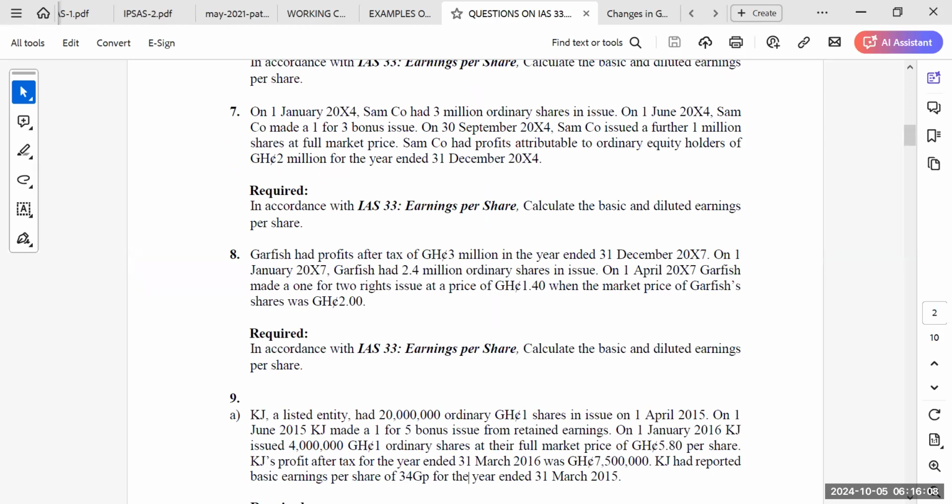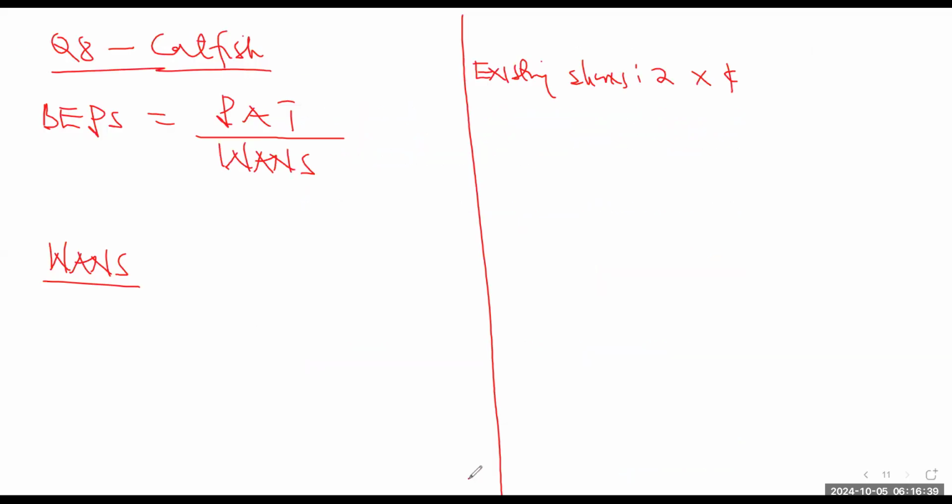We are bringing 2 of our existing shares for 1 new share. So it means that if you have 2 shares, you are qualified for 1 new share. That is what they are saying. So what is the market price of the share before the rights issue? 2 cedis. Then the rights issue is at the market price at that date, so multiply by 2. Our value will now be 4 cedis here, isn't it?